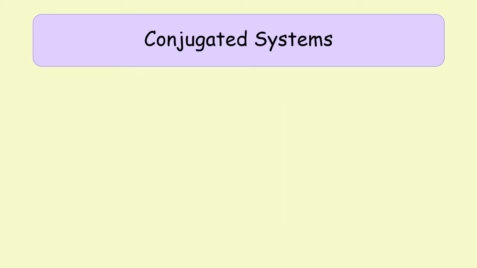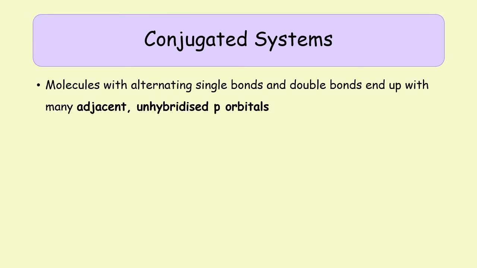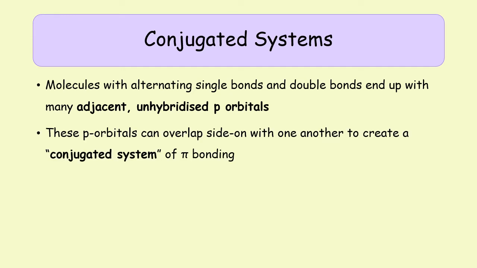Now, how do we lower the HOMO-LUMO gap? Well, in the previous video, we looked at conjugated systems, and it's conjugation that results in a lowering of the HOMO-LUMO gap. Molecules with alternating single and double bonds create loads of unhybridized p orbitals. And where you've got unhybridized p orbitals, they can form overlapping pi bonds. And this constant system of a pi bond, then a sigma bond, then a pi bond, then a sigma bond, then a pi bond is called a conjugated system.